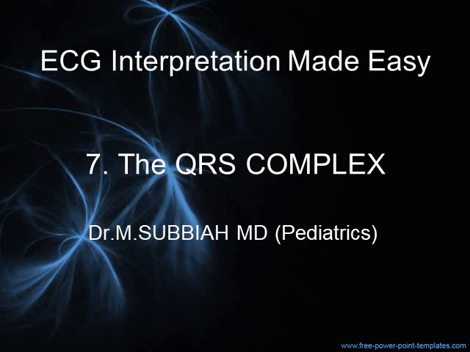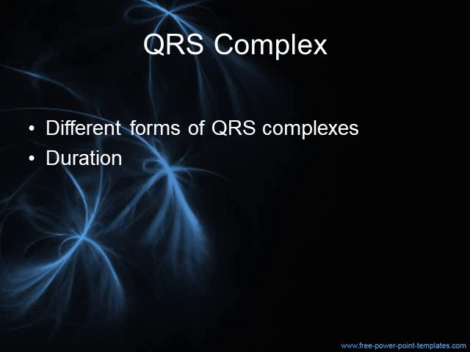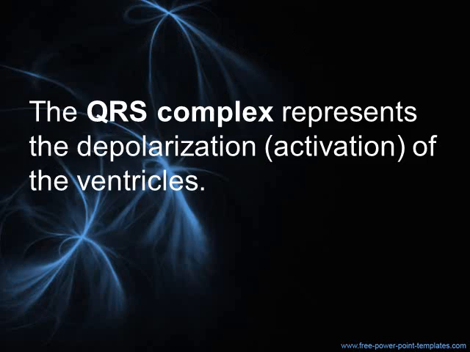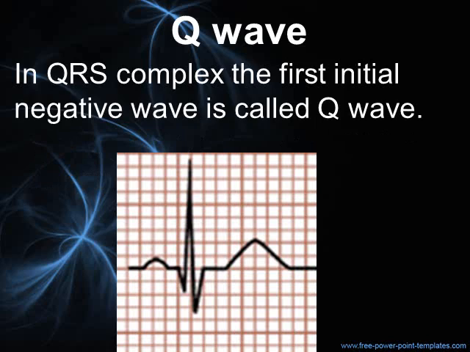Today I am going to discuss the QRS complex. I am going to discuss under these two headings: one is different forms of QRS complexes, and the other is duration of the QRS complex. The QRS complex represents the depolarization of the biventricles.